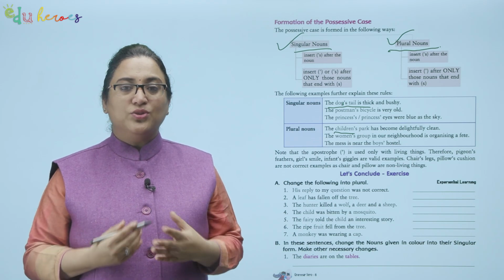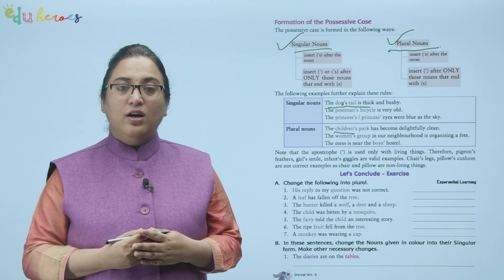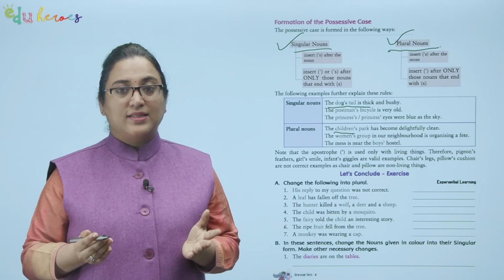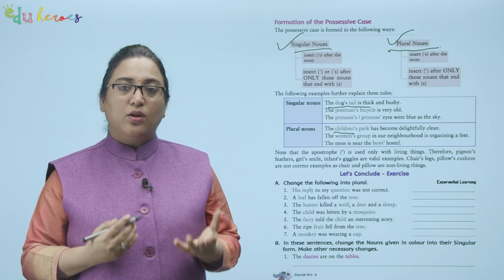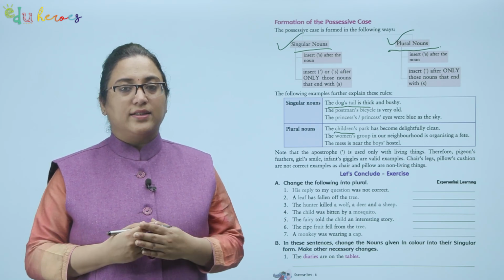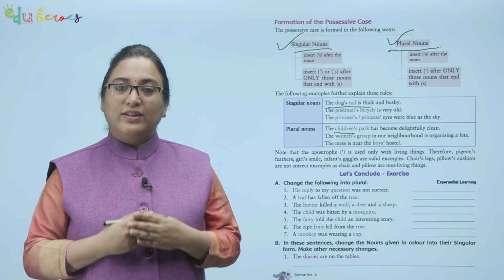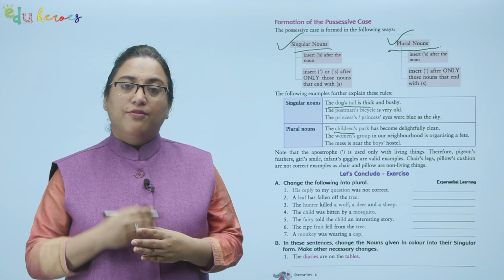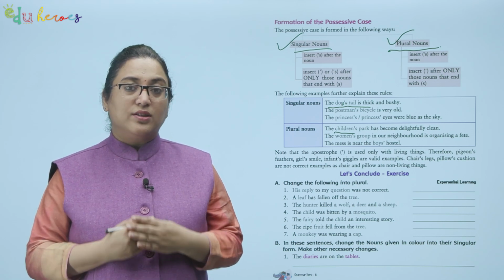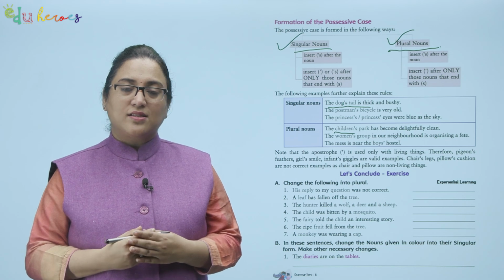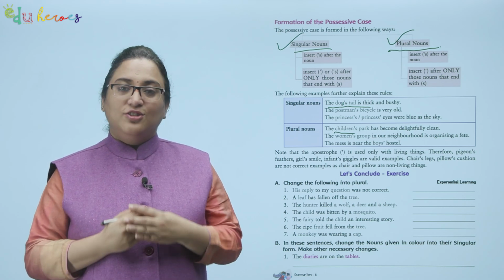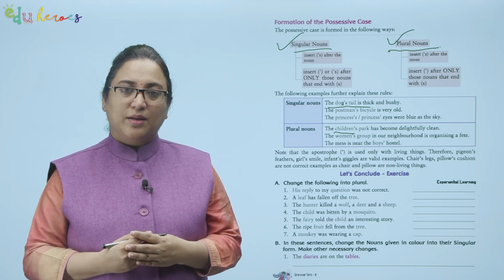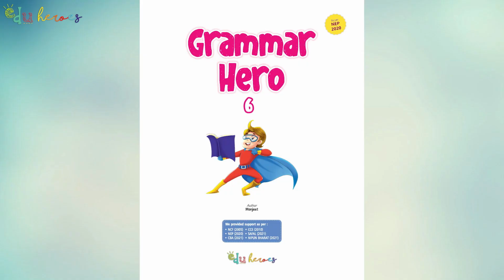Note that the apostrophe is used only with living things. Therefore, pigeon's feathers, girl's smile, infant's giggles are valid examples. Chair's legs, pillow's cushion are not correct examples, as chair and pillow are non-living things. I hope you really enjoyed this extra information about nouns and you learnt about the case, the number and the gender. Do revise all the rules, go through all the examples and attempt the practice exercises.